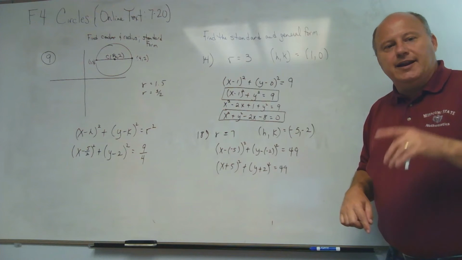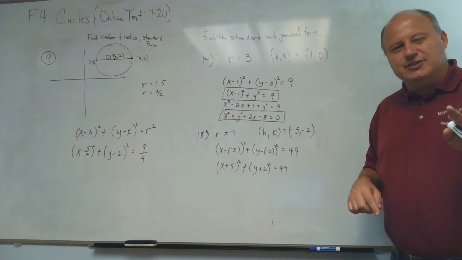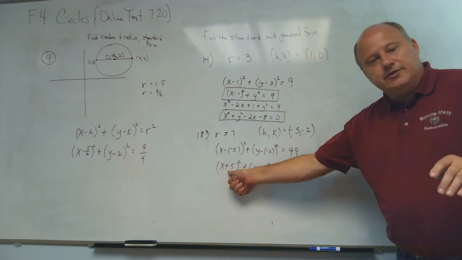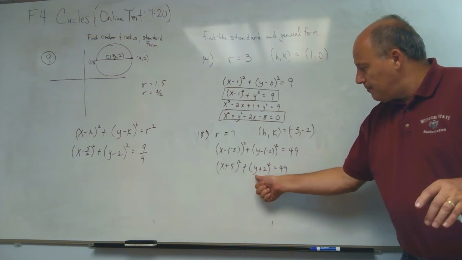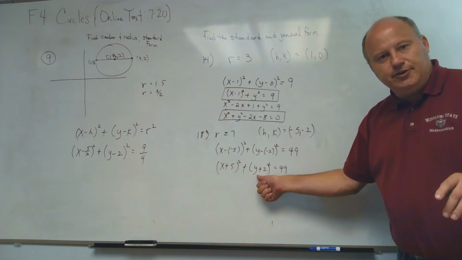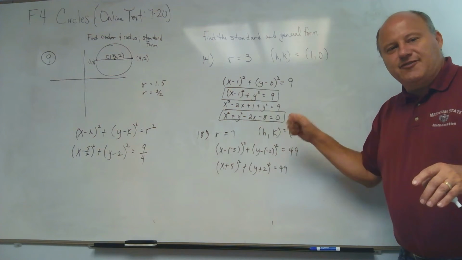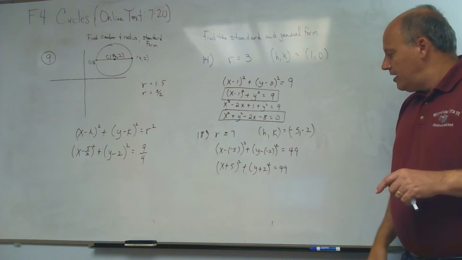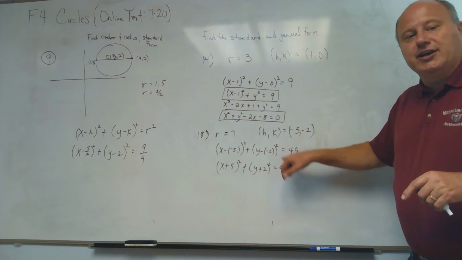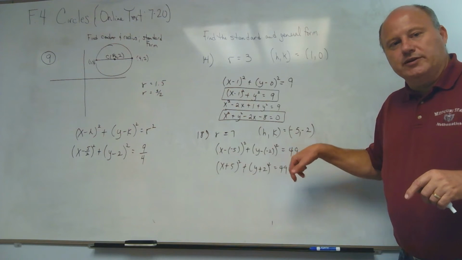Now I like to go back and reverse this just to make sure I get this right. What makes this 0? Negative 5. That's the number. What makes y plus 2 0? Negative 2. And that's my number. So for me, it just makes me feel better that I've got the signs right. And the reason it's 49 is because you got to square the radius. So 7 squared is 49.